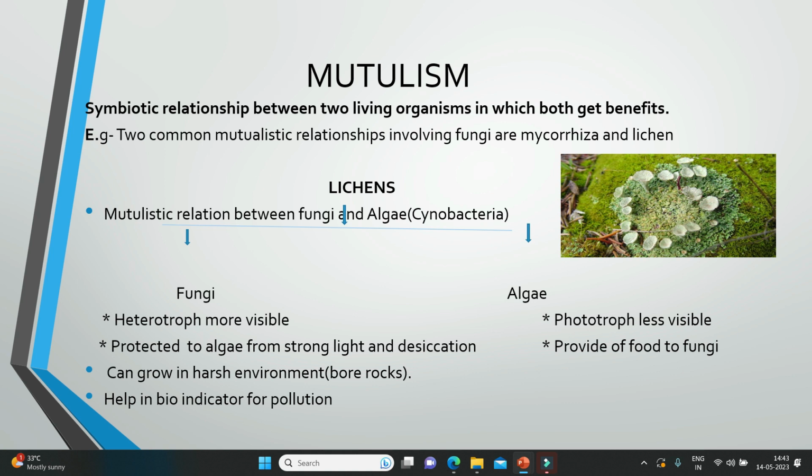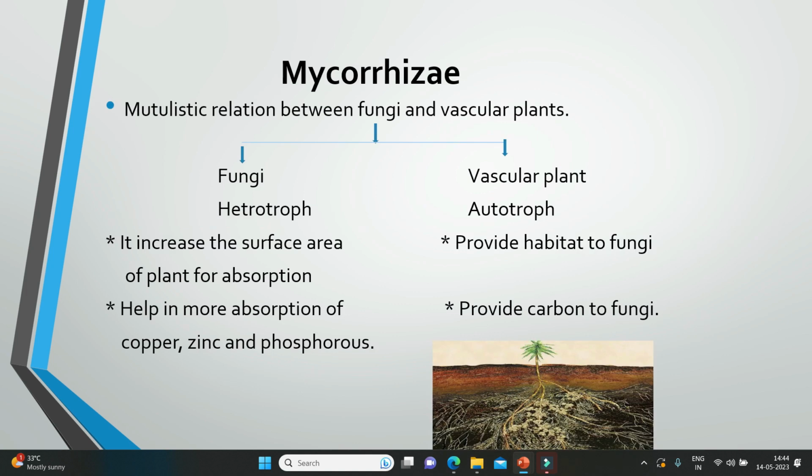Fungi are heterotrophs and more visible, whereas algae are phototrophs and less visible. Fungi protect algae from strong light and desiccation, that is, they prevent the removal of moisture. And algae, in return, provide food to the fungi. Lichens can grow in very harsh environments, and they are called bioindicators for pollution. Some fungal groups in relationship with algae are Ascomycota, imperfect fungi, and a few Basidiomycota. These are a few examples of fungal groups.